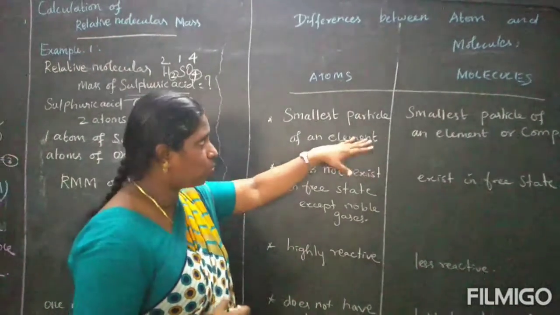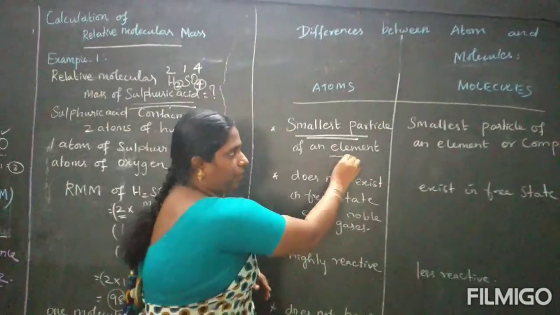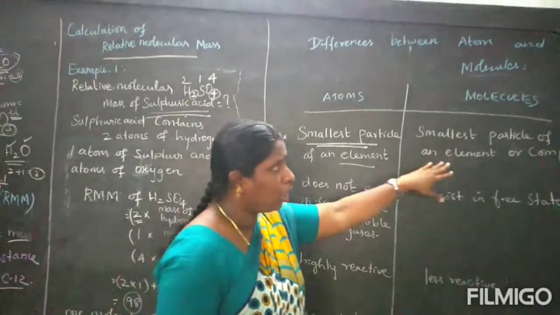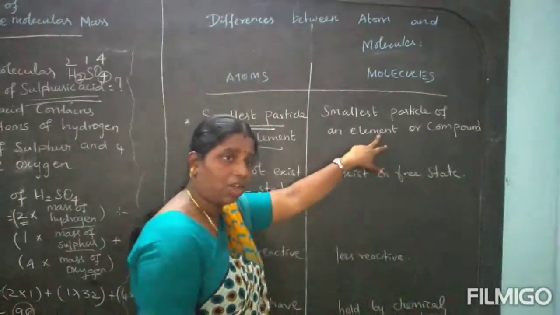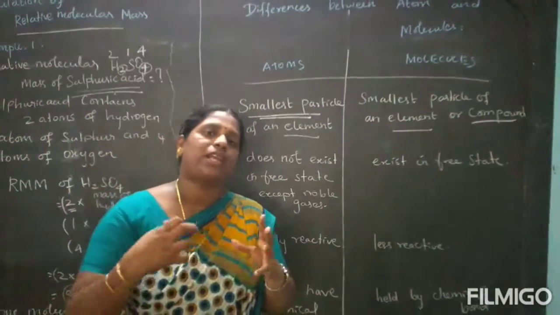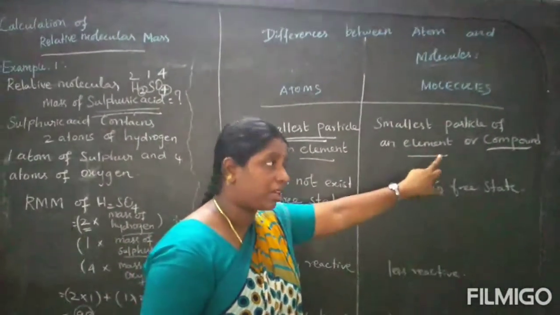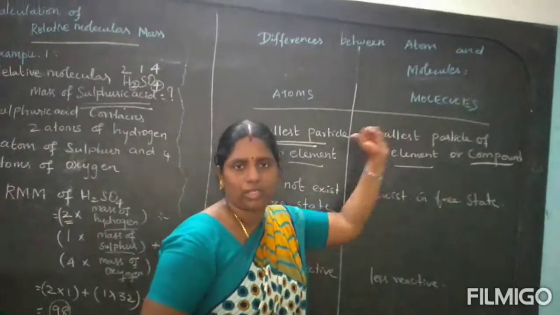First, atoms and molecules. What is that? You already know that an atom is the smallest particle of an element. And a molecule means the smallest particle of an element or compound. Compound, you know, means two or more elements are combined. So that is called a compound. So the smallest particle of an element or compound, that is a molecule.